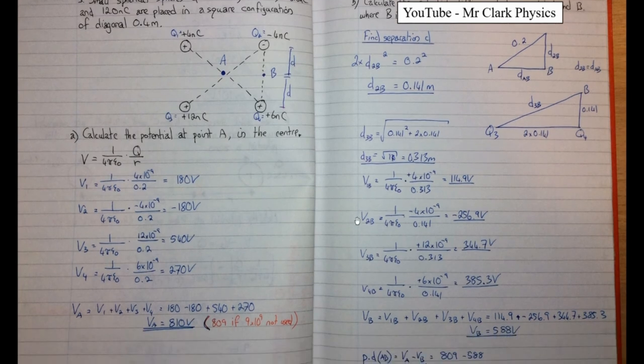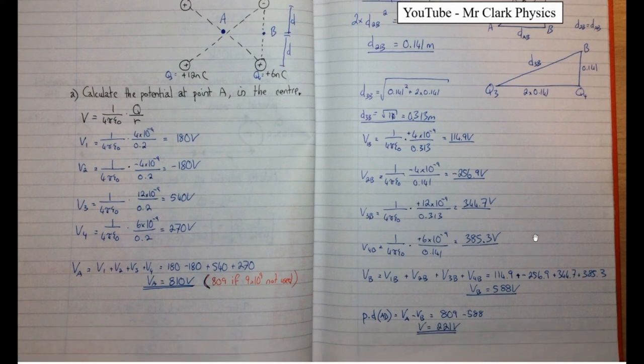Once we know all of our distances, keeping track of which charges go where and the signs, we can work out the potential from all four of them at this position. We add them all up and we end up with a number of 588. That's the potential at that point.